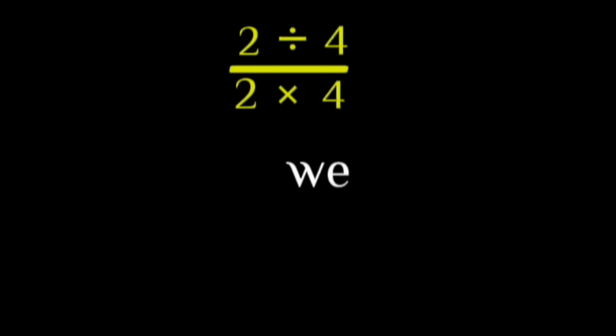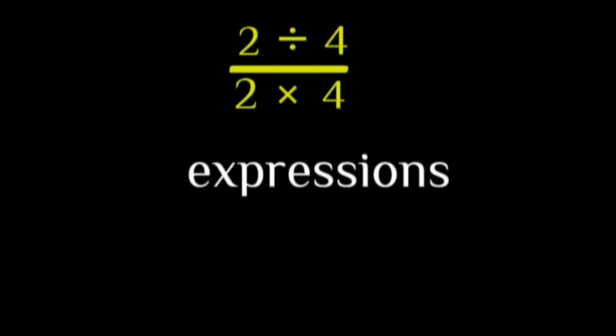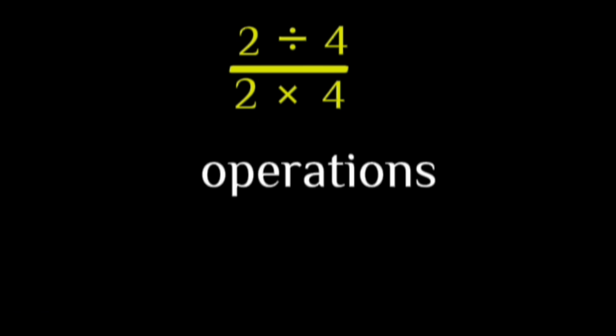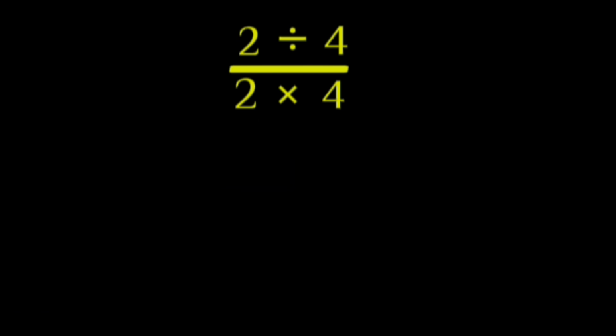In this video, we are going to find the value of some interesting mathematical expressions step by step, using the correct order of operations. Are you ready? Let's go ahead and get started. First problem. We are given a fraction, 2 divided by 4, all over 2 times 4.